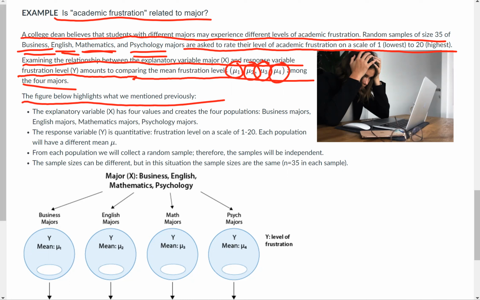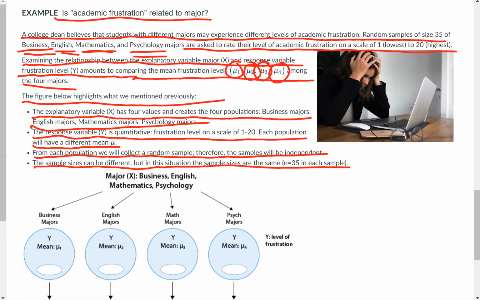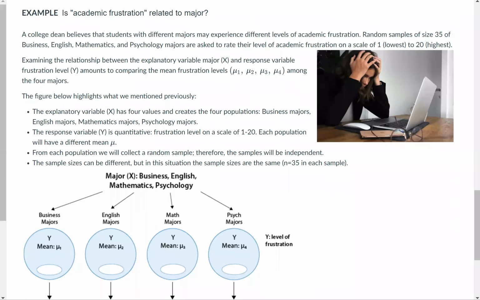The figure below highlights what we mentioned previously. One, the explanatory variable X has 4 values and creates the 4 populations: business majors, English majors, mathematics majors, and psychology majors. Two, the response variable Y is quantitative. Frustration level is on a scale of 1 to 20, so each population will have a different mu that'll be a number between 1 and 20, the average frustration level of the people from that major. Thirdly, from each population, we will collect a random sample. Therefore, the samples will be independent. Fourth, and lastly, the sample sizes can be different, but in this situation, the sample sizes are the same. N equals 35 in each sample, but it would be no problem if they were different sizes. We could still do what we're going to describe as the ANOVA idea.